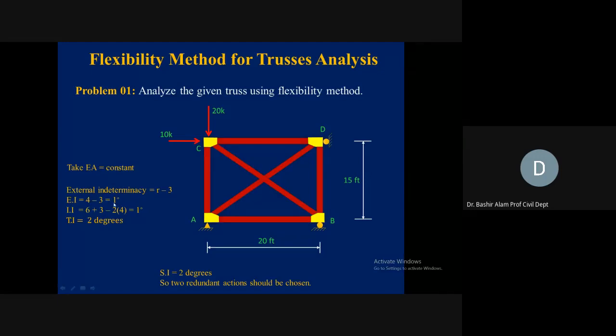1 degree externally indeterminate. For internal indeterminacy, we have M plus 3 minus 2J. So M is 6 members, 3 is constant, minus 2 times J, 4 joints. So 9 minus 8, so 1 degree it is indeterminate. Total indeterminacy is 2 degrees. M plus R minus 2J, you can find out it will be 2 degrees. So it is externally 1 degree and internally 1 degree. So it means we need to release one support reaction and we need to cut one member also.